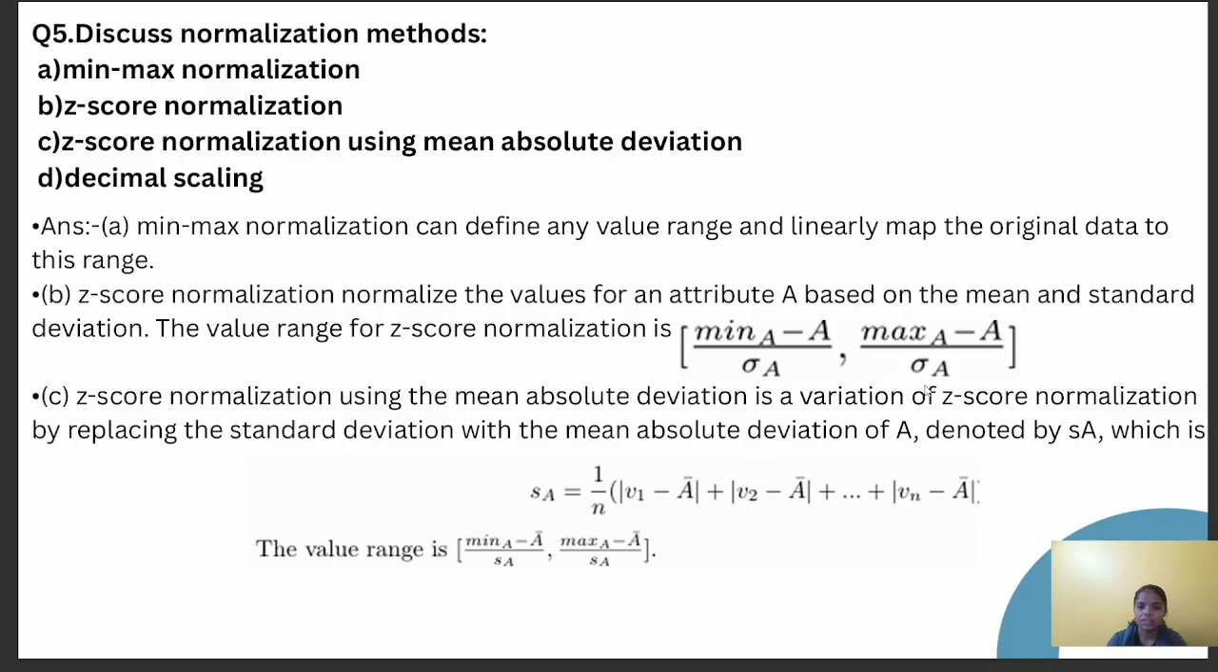Now z-score normalization using the mean absolute deviation is a variation of z-score normalization, replacing the standard deviation with the mean absolute deviation of A denoted by SA, which is 1 by n bracket |V1 minus A bar| plus |V2 minus A bar| and so on. So the value range is from (min A minus A bar) upon SA. Here SA is the mean absolute deviation of A, as it is given here.